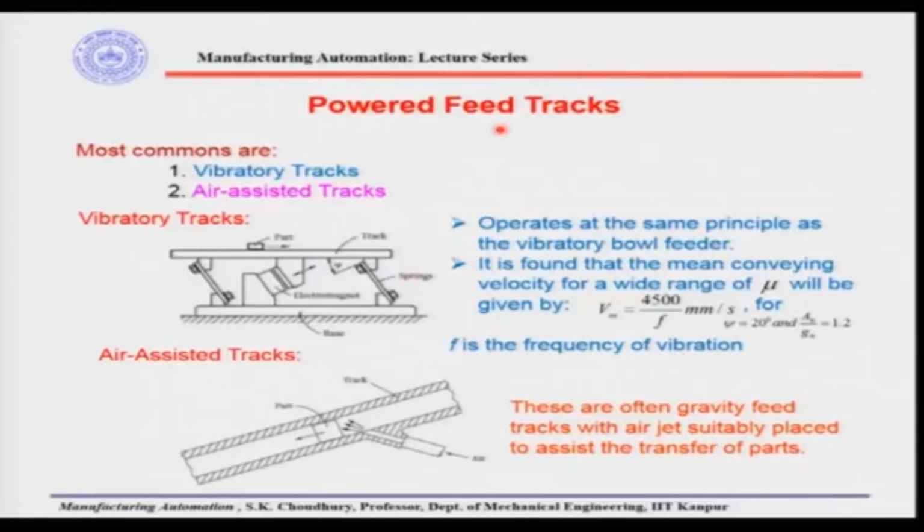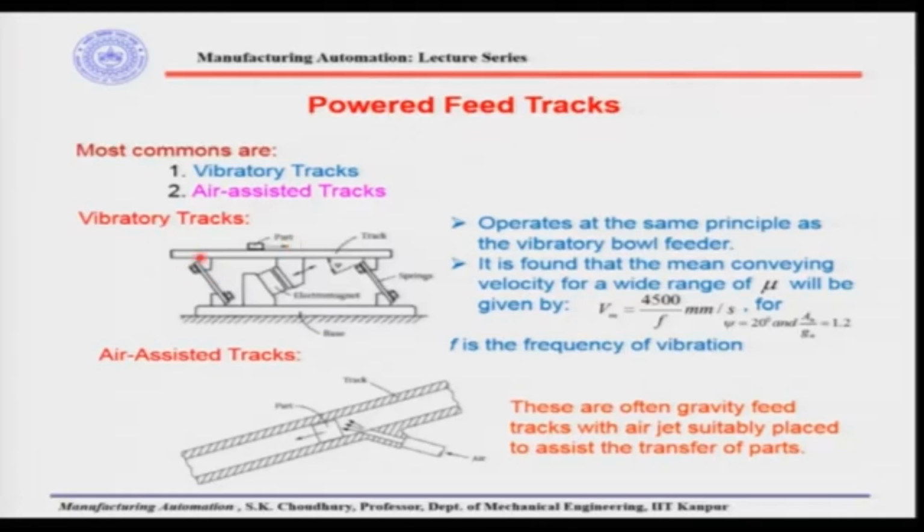Let us talk about the feed tracks, the different types of feed tracks. Most commonly used feed tracks are the vibratory tracks and the air assisted tracks. The vibratory tracks work in a very similar way to the vibratory ball feeder. Let us see the line diagram here. Here we have the track, and on the track the parts are moving.